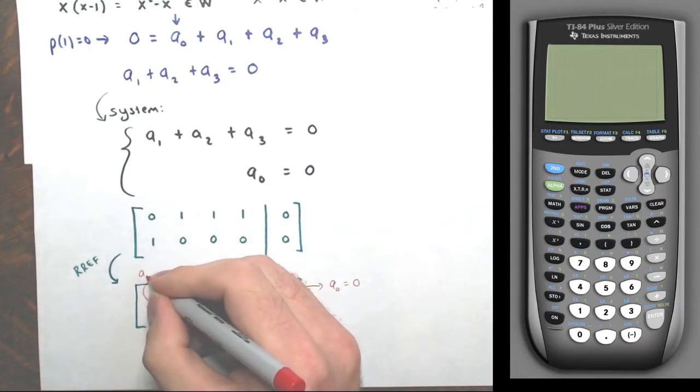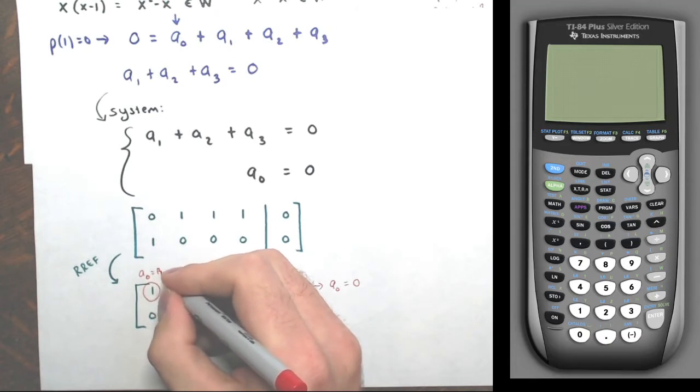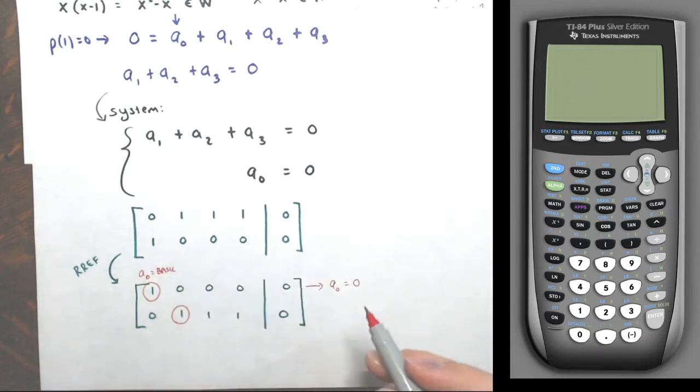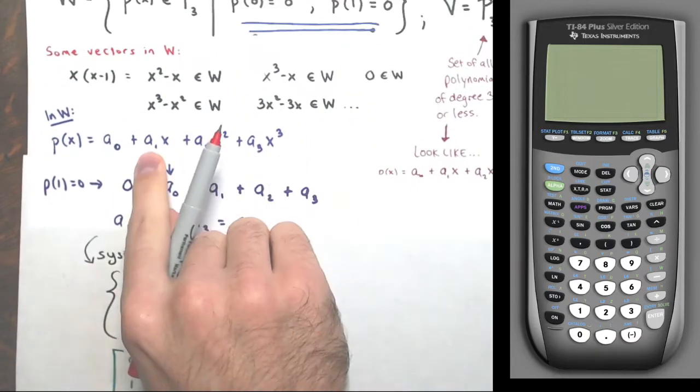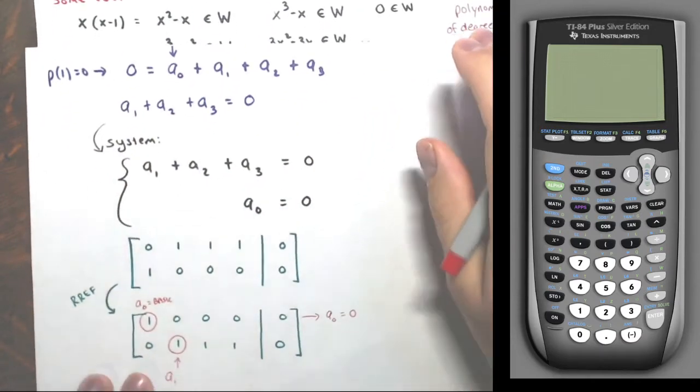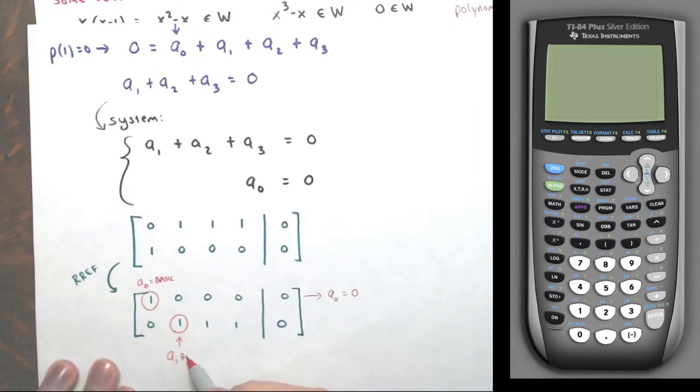So a0 is basic, and we already know its value, right? a0 is 0. a1, right? a1 was the coefficient of x to the first. a1 is also basic. And then you see these last two columns here don't have a pivot right before the equal sign.